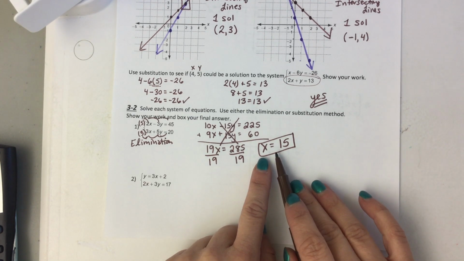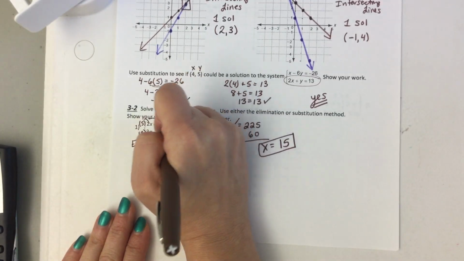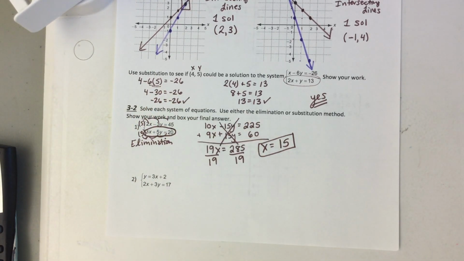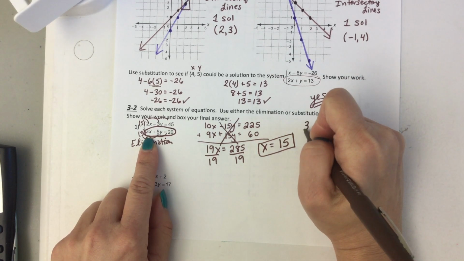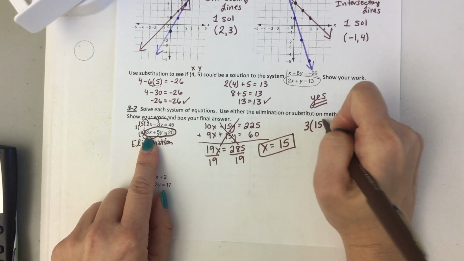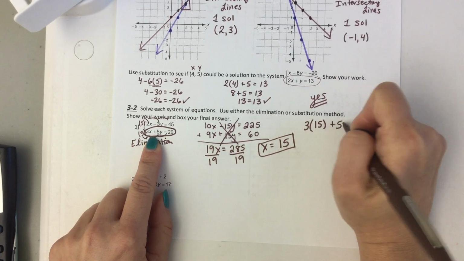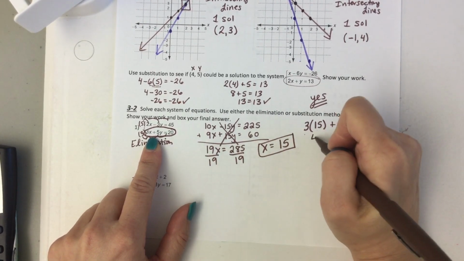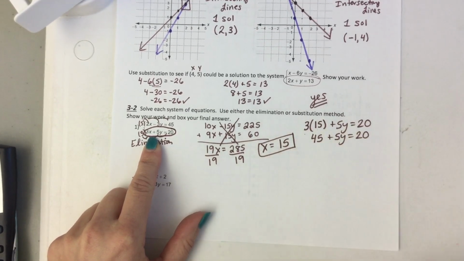So what you do here is once you know one value, you go back to one of the original equations. I'm going to pick the second one. It does not matter which one you select. As long as you do the math correctly, you would get the same answer. I'm selecting the second equation. So I have 3x plus 5y equals 20, and I'm going to substitute in 15 because x equals 15. 3 times 15 is 45 plus 5y equals 20.